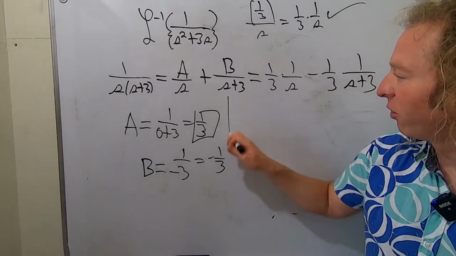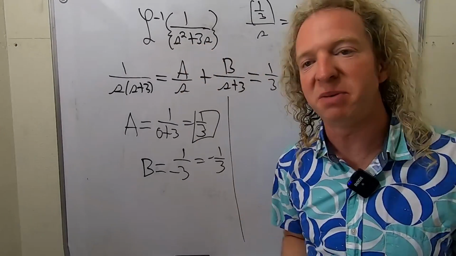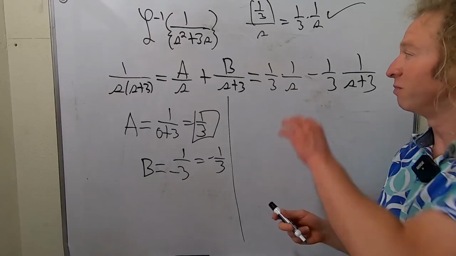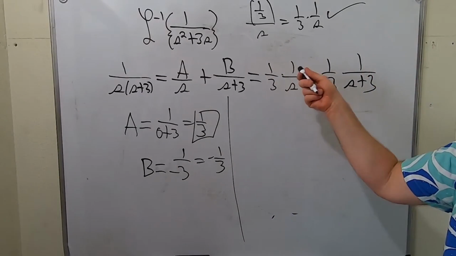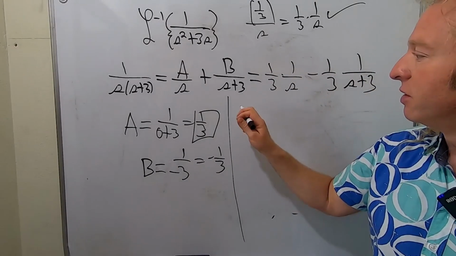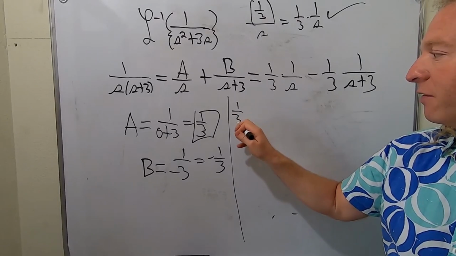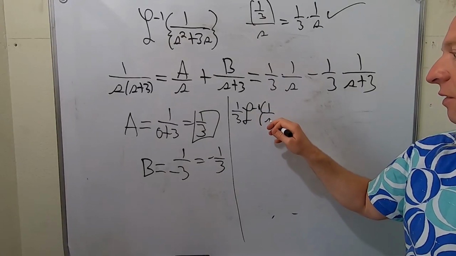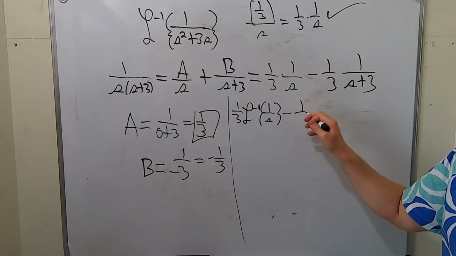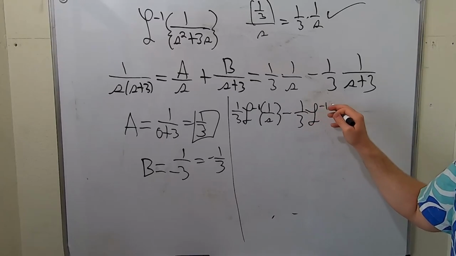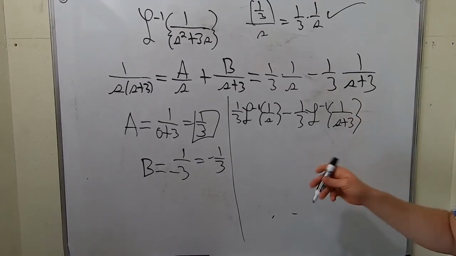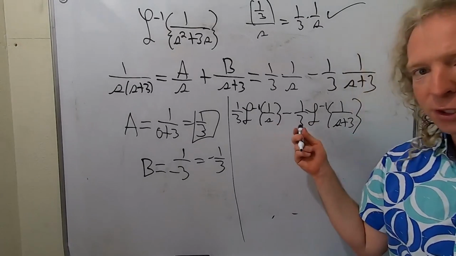All right, good stuff. Now we're ready to take the inverse Laplace of this beast. So when you're taking inverse Laplace transforms, remember it's linear, so you can pull all these constants out. So you can just work with each individual piece. So it'll be 1/3 inverse Laplace of 1 over s minus 1/3 inverse Laplace of 1 over s plus 3. So this is equal to 1. Just from memory, right?